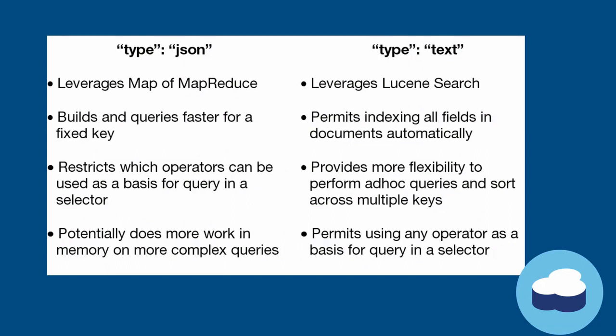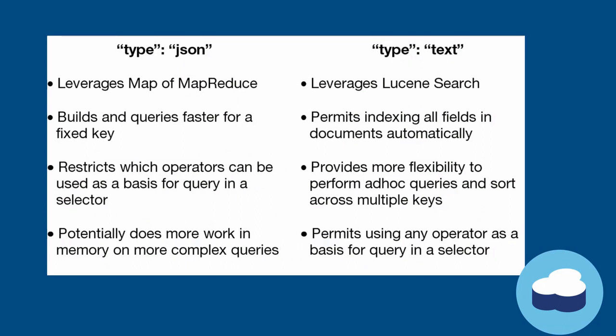Here are advantages to using each type of Cloud and Query index. Using the JSON type leverages the map phase of MapReduce and builds a query faster than a text type or fixed key. But this type of index restricts the operators you can use as a basis for query in a selector and might end up doing more work in memory for complex queries.